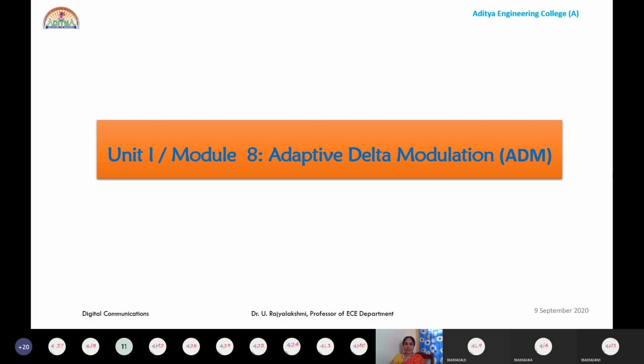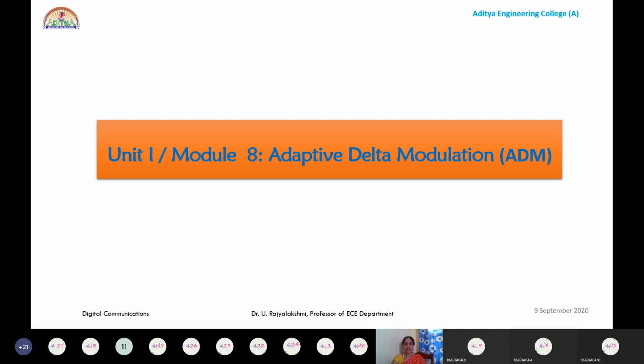If the magnitude of x of t suddenly increases, or if there is any abrupt increase, so that the slope of x of t is very high, that may be in an increasing manner or in a decreasing manner. Based on the magnitude of x of t, accordingly the step size should be adjusted. We can discuss this more clearly when we go through adaptive delta modulation.